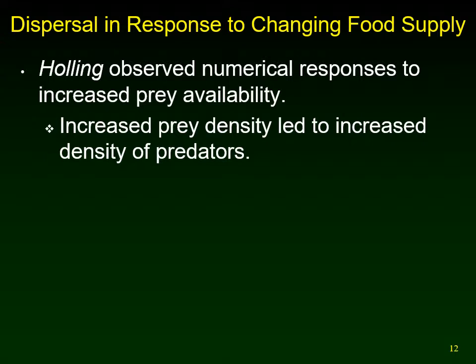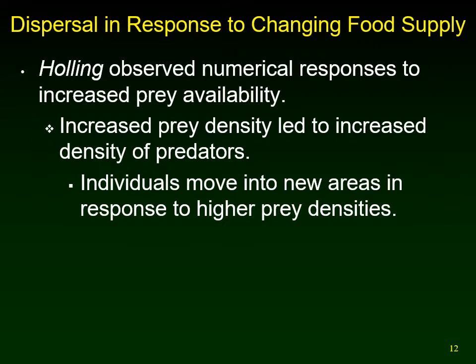All that's really saying is that if there's a lot of prey to eat, then the number of predators that eat that prey will also increase. So if your food source goes up, you're going to be able to go up in numbers too. Individuals moved into new areas in response to higher prey densities. When there was more food to eat, they moved to that area to get more of it.